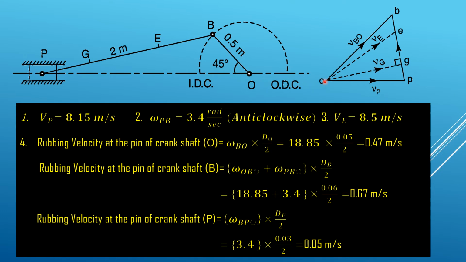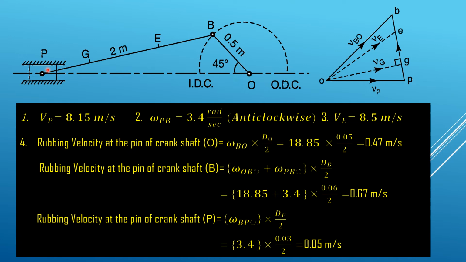So from this O point, if we see the sense, because this OB is rotating in the clockwise direction, this velocity vector, the VBO, will try to rotate this link in the clockwise direction. So this velocity vector will be in this direction here. So from this O point, we mark this point B, as this distance we know, and we mark it as VBO, velocity of point B with respect to point O.